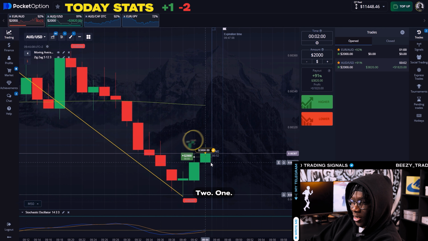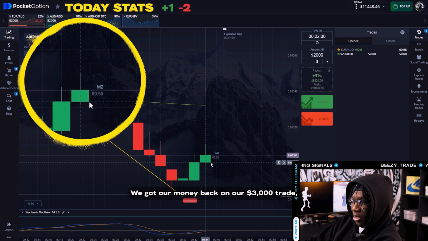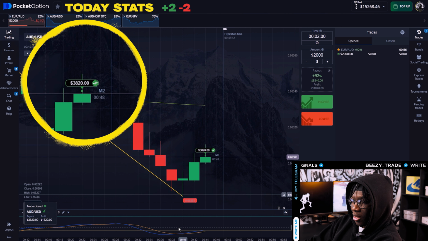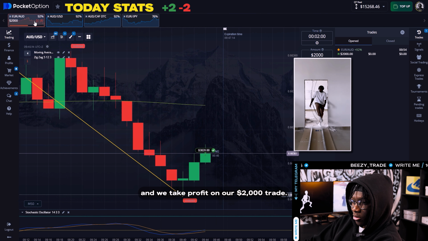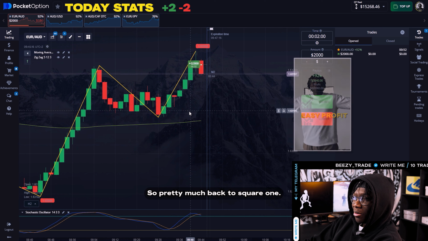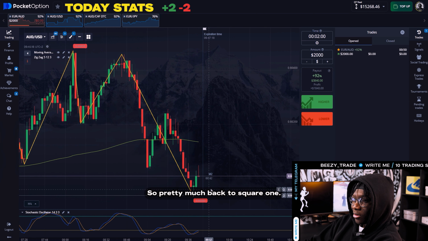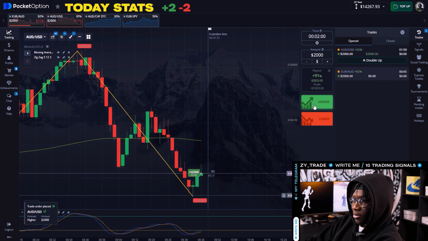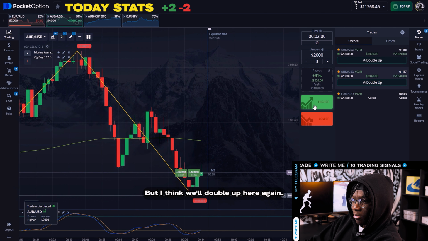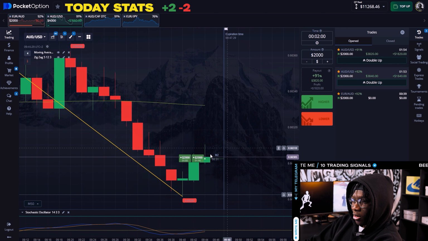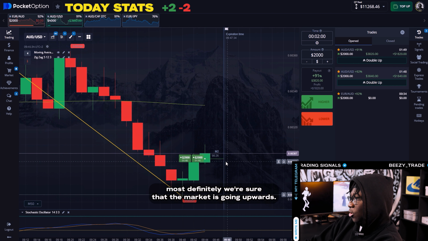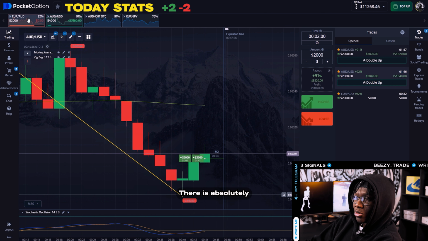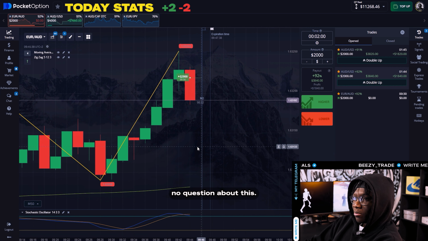3, 2, 1. We got our money back on our $3,000 trade, and we take profit on our $2,000 trade. So pretty much back to square one. But I think we'll double up here again, because most definitely we're sure that the market is going upwards. There is absolutely no question about this.